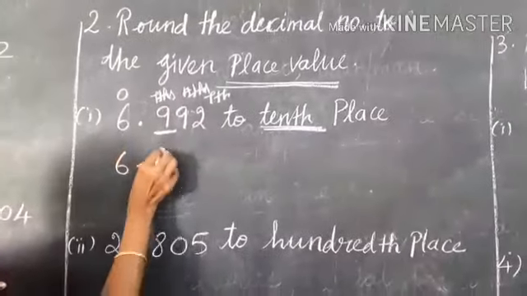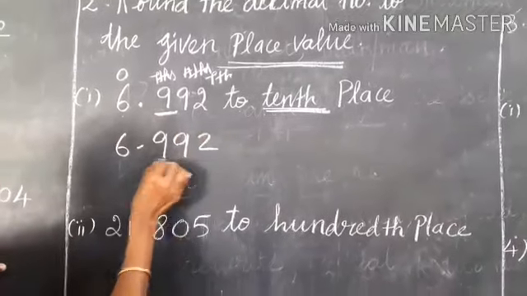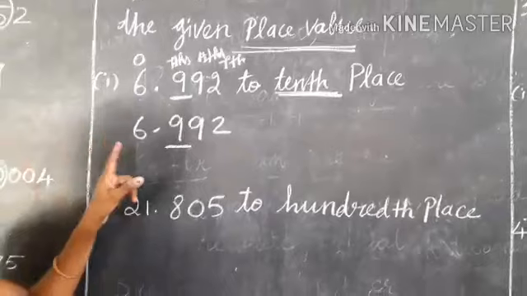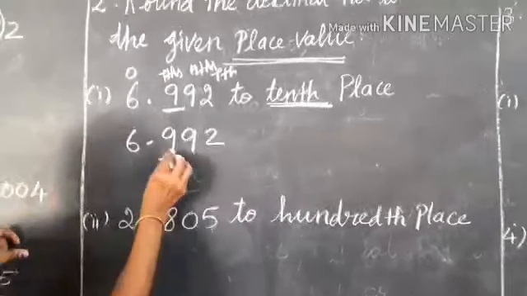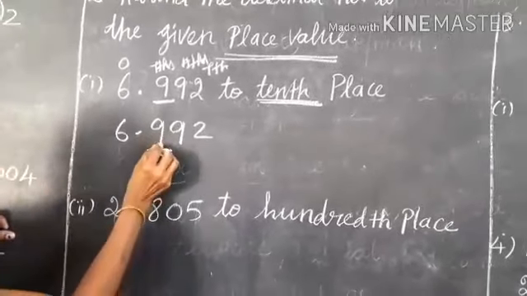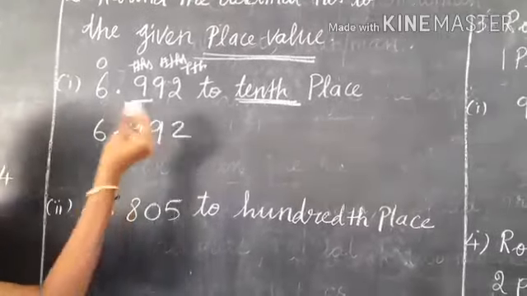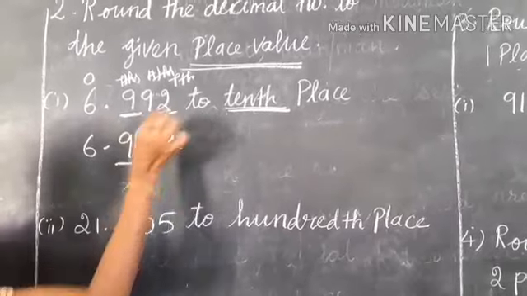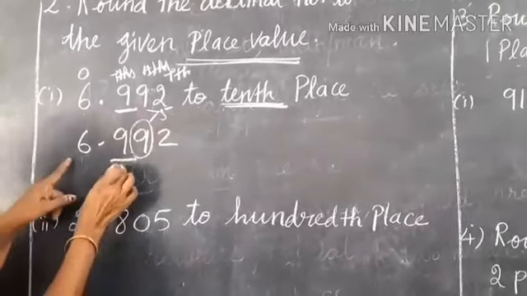So 6.992, the 10th place digit is 9. Underline the digit. First, we have to underline for the whole number, right? So now what we do is take the 10th place in the decimal part. We have to compare the right side number, the next number. This is greater than 5. Greater than 5 means we have to add 1.